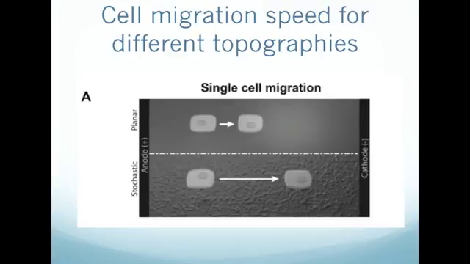This image compares the track migration speed of a single cell on flat versus stochastic topography in the presence of an electric field. As you can see, the cell on stochastic topography has migrated further than the one on the flat topography.